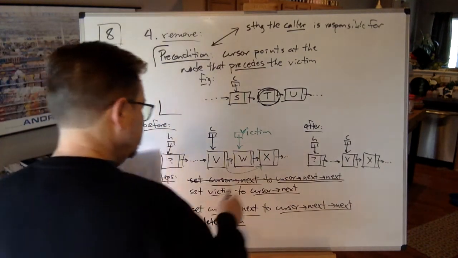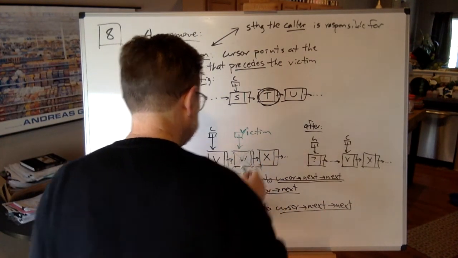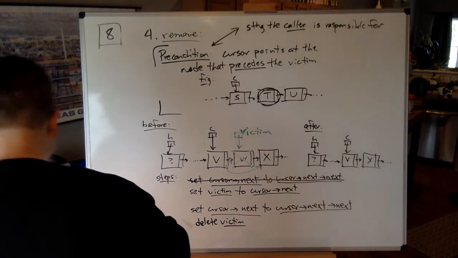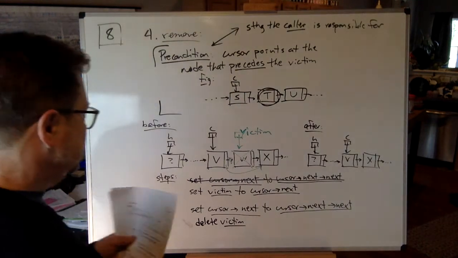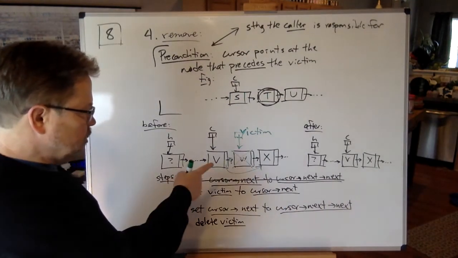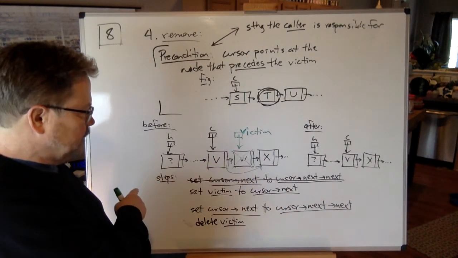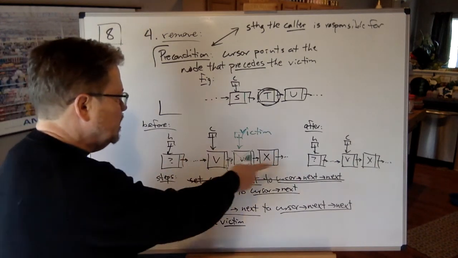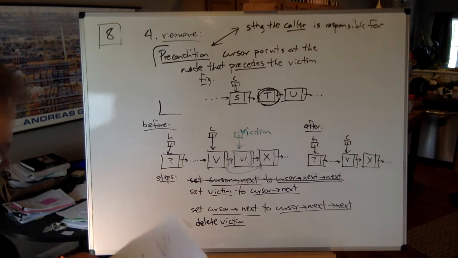So, victim is gone. That's an X on top of that. I don't know why the other colors don't work on this whiteboard very well. It's just a fact of life. But this butchered picture, believe it or not, does look like the after picture now. The victim is gone. We even freed up the storage. And cursor arrow next closed up the gap. V can point to X.